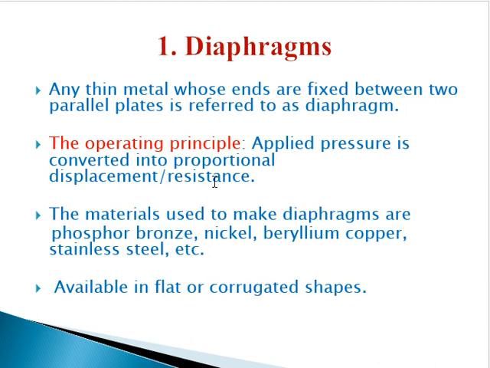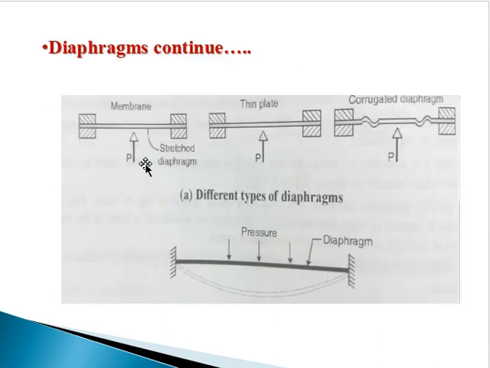The applied pressure is converted into proportional displacement or a resistance. If you consider this as a thin plate and you apply pressure from this side, there will be either displacement, or its length will increase due to the shape. And we know that as length increases, its resistance will change. So this property can be used. Either you can convert this pressure into change in displacement, or into change in resistance.